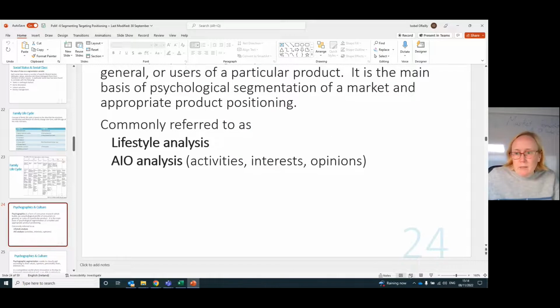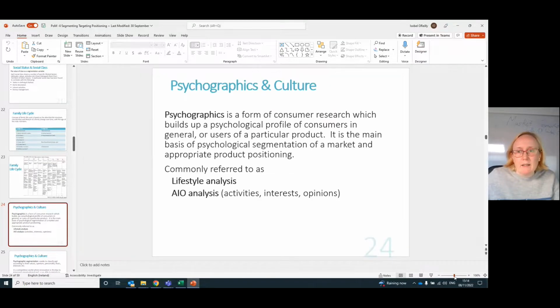Moving on to, whoops, we'll make that smaller again. Let's go back to normal. Psychographics is a form of consumer research which builds up a psychological profile of our customers in general or for a particular product. It's the main basis of psychological segmentation of a market and appropriate product positioning. We can refer to it as lifestyle analysis, or sometimes AIO analysis, which may not trip off the tongue too easily, but stands for activities, interests, and opinions.